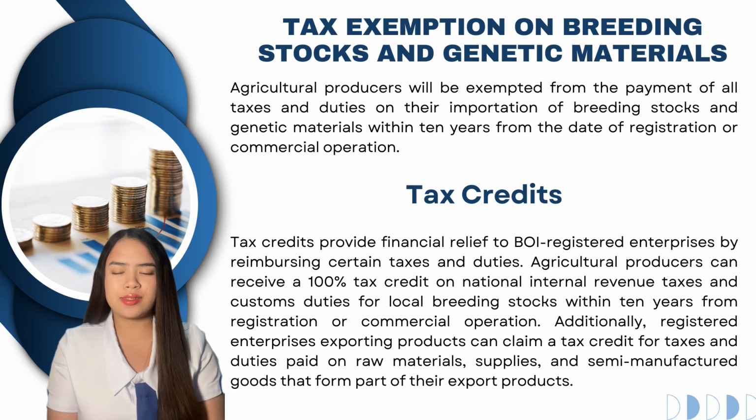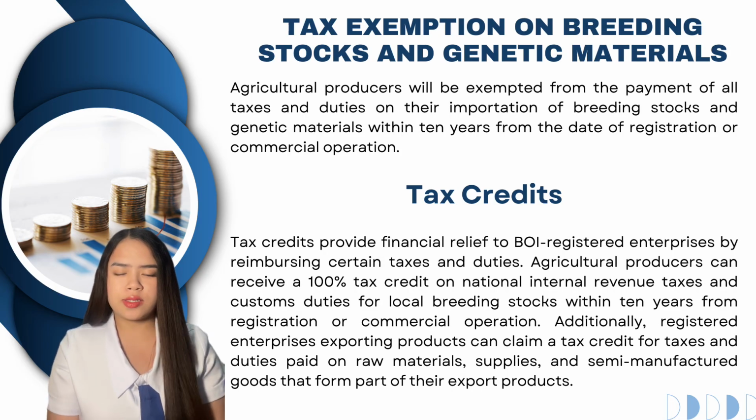The tax credits. Tax credits provide financial relief to BOI registered enterprises by reimbursing certain taxes and duties. Agricultural producers can receive a 100% tax credit on national internal revenue taxes and customs duties for local breeding stocks within 10 years from registration or commercial operation. Additionally, registered enterprises exporting products can claim a tax credit for taxes and duties paid on raw materials, supplies, and semi-manufactured goods used in their export products.